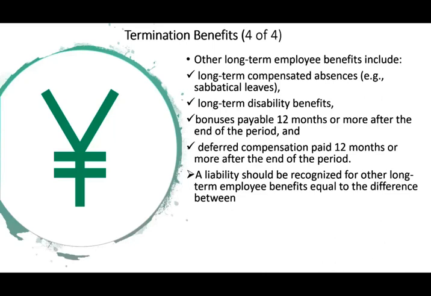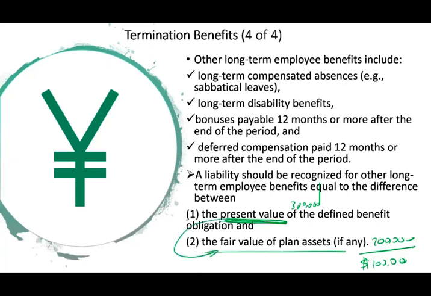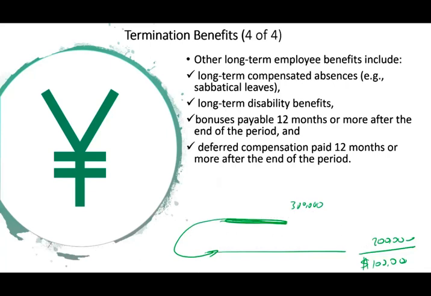A liability should be recognized for other long-term benefits equal to the difference between the present value and the fair value of any money you put away. So if you think you're responsible for $300,000 and you have nothing put away, you have a liability of $300,000. If you have a $300,000 liability and you put away $200,000 to meet that liability, then you have a liability of $100,000. Again, the liability is computed based on the present value. Then you compare the present value to how much assets you have in a plan to cover those obligations.